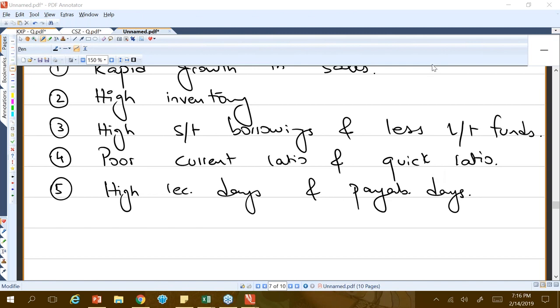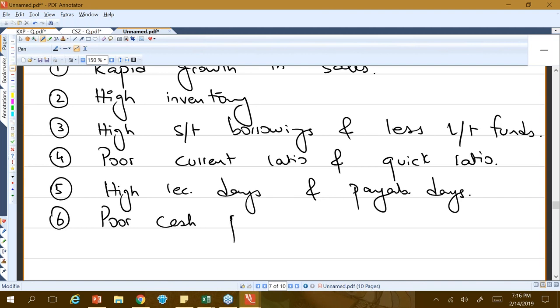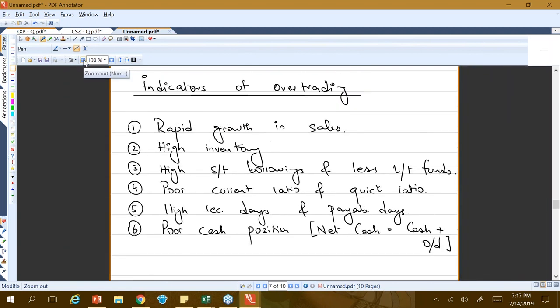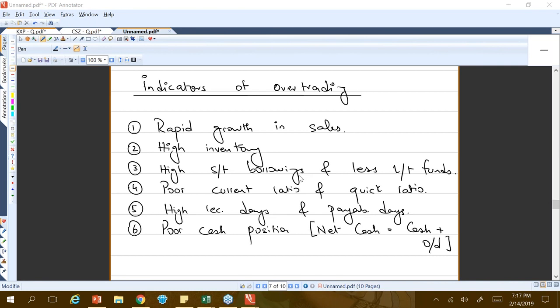Finally, the poor cash position. This is where you need to work out your net cash, and net cash is your cash plus overdraft. If it's a poor cash position, it also suggests that you are overtrading. So these are some indicators of overtrading that we need to know. Of course, there will be some calculations involved here. Don't do all the possible ratios in the world; focus only on the ratios which are key to get through these indicators. Sales to net working capital ratio, yes, that's another one.